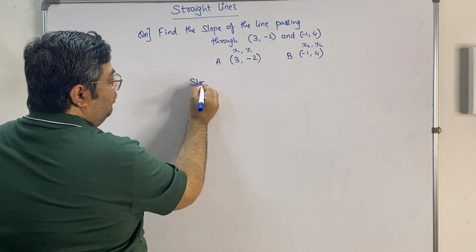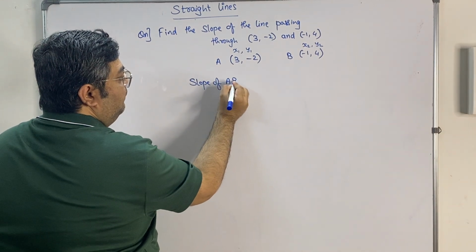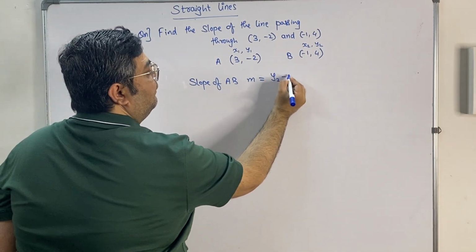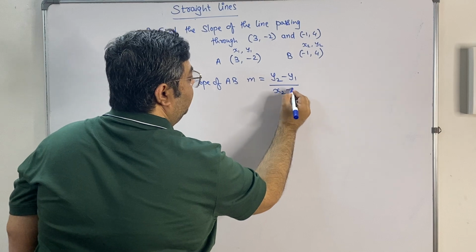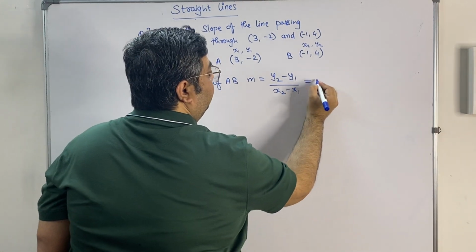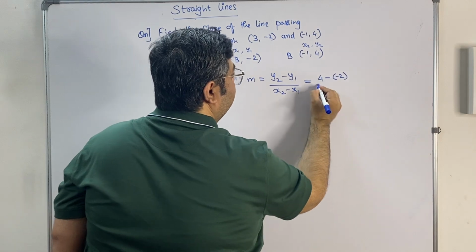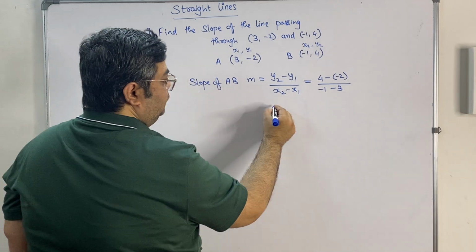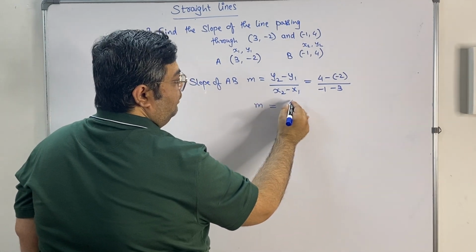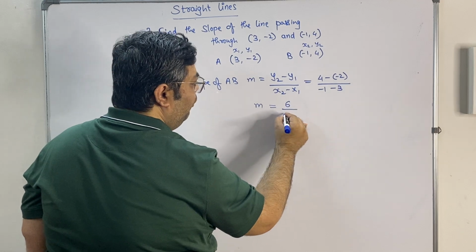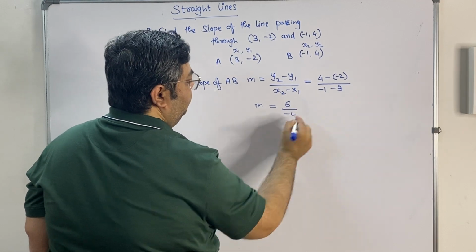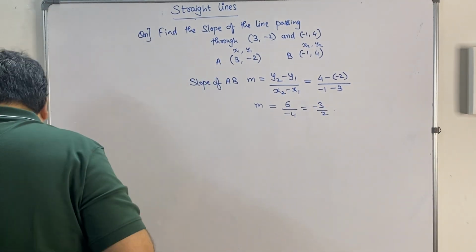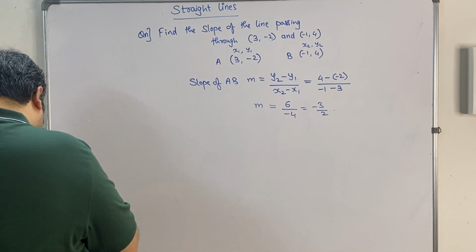तो slope of AB, M is equal to, the formula says y2 minus y1 over x2 minus x1. That is 4 minus of minus 2 over minus 1 minus 3. So that is 4 plus 2, 6 over minus 4, that is minus 3 by 2. तो बस आपको फॉर्मूला अप्लाई करना है and you get the answer.